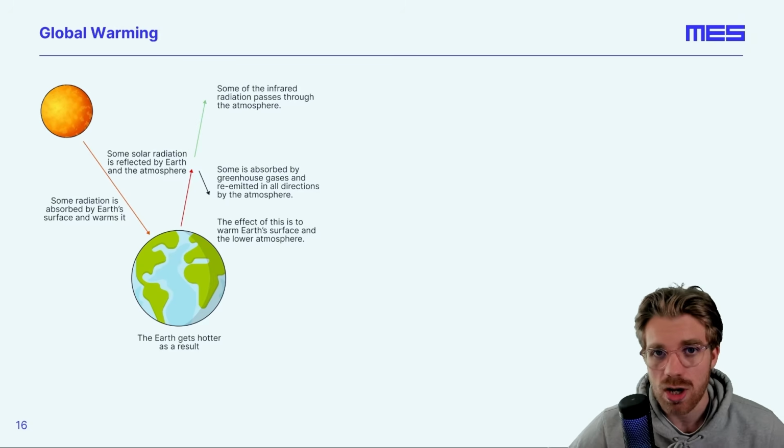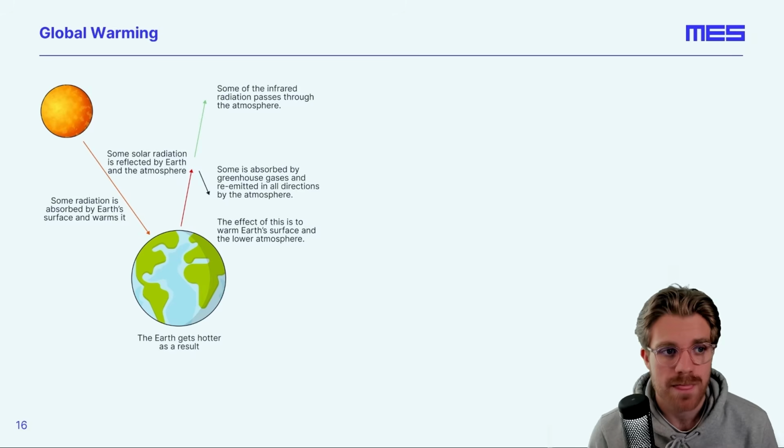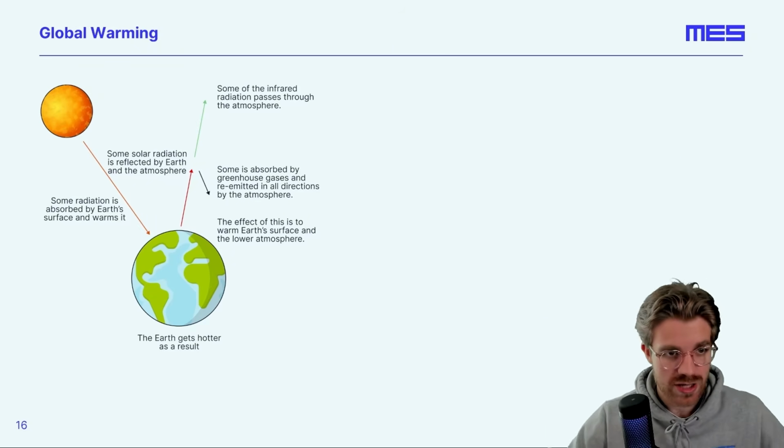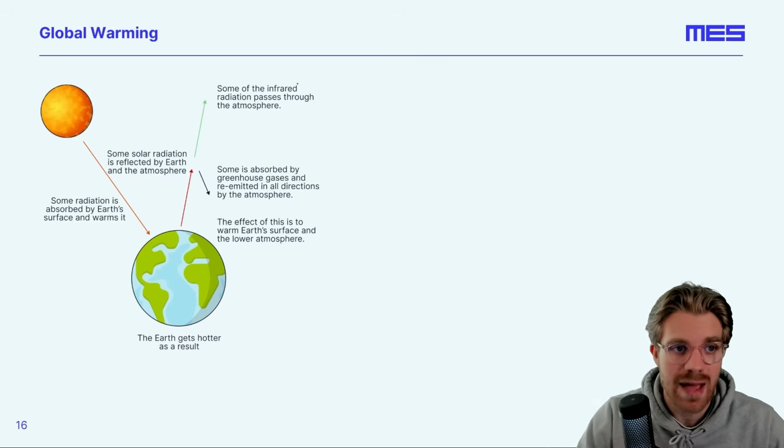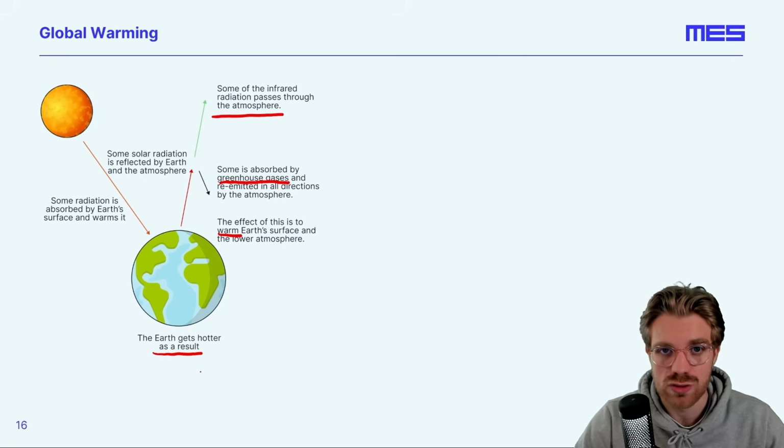So how does carbon dioxide lead towards global warming? Well, the radiation is coming from the sun. Some of the radiation is absorbed by the Earth's surface and it warms it. Then the solar radiation is reflected by the Earth and the atmosphere. Some of the radiation that is reflected passes through the atmosphere and passes back out into space. But some is absorbed by the greenhouse gases, and that which is absorbed by the greenhouse gases is re-emitted back into the atmosphere. The effect of this is to warm the Earth's surface and the lower atmosphere, and so the Earth gets hotter as a result.